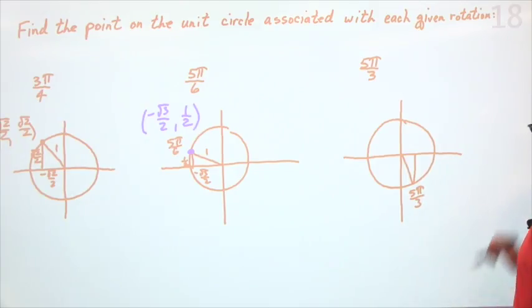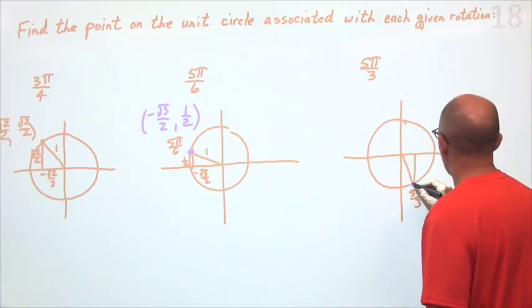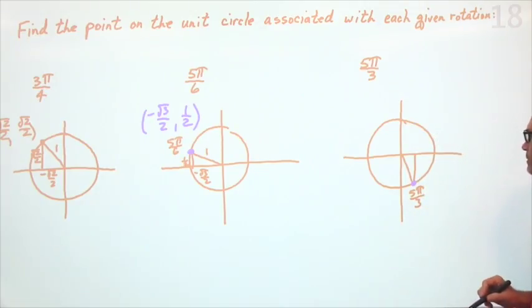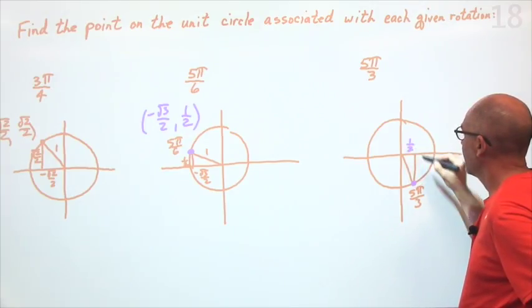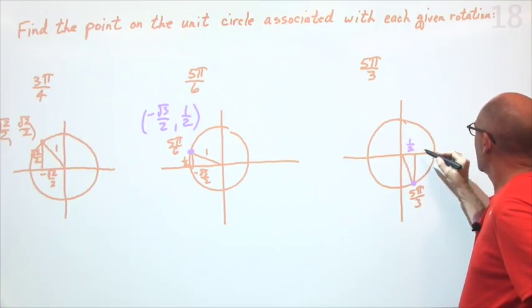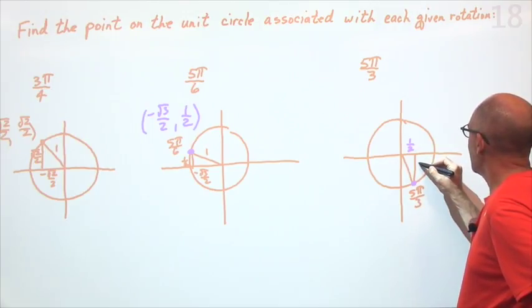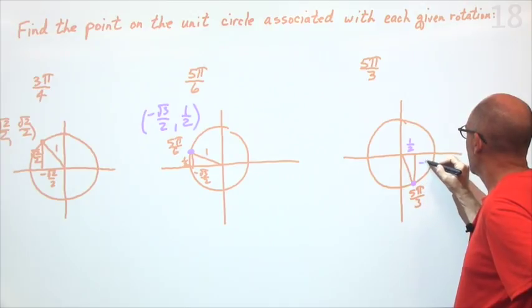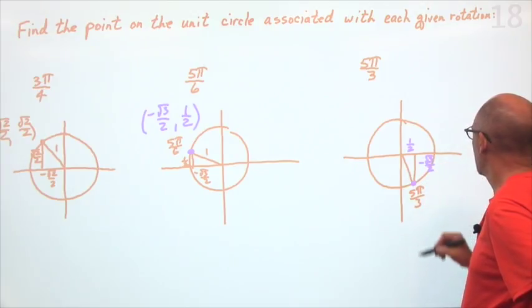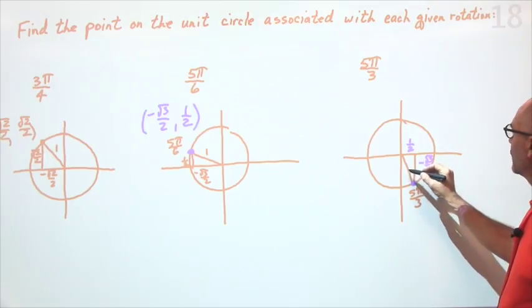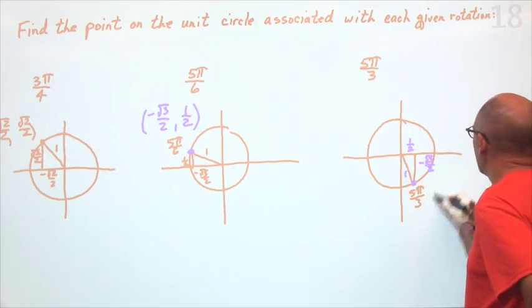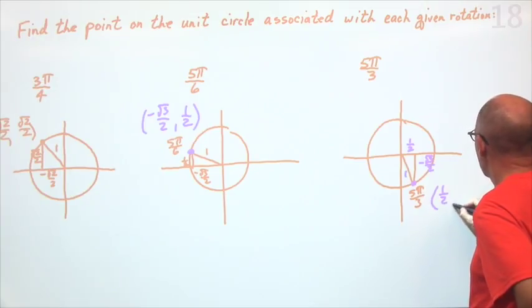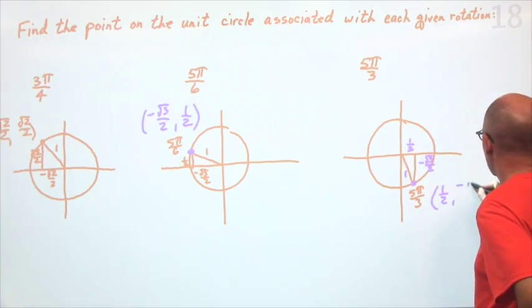And so here's 5 pi over 3 all the way around to here. And what we want to know is, what is that point right there? Okay, the short leg is 1/2. The long leg is negative, because it's going down, square root of 3/2. And the hypotenuse is 1 as usual. So that makes this point 1/2, negative square root of 3/2.